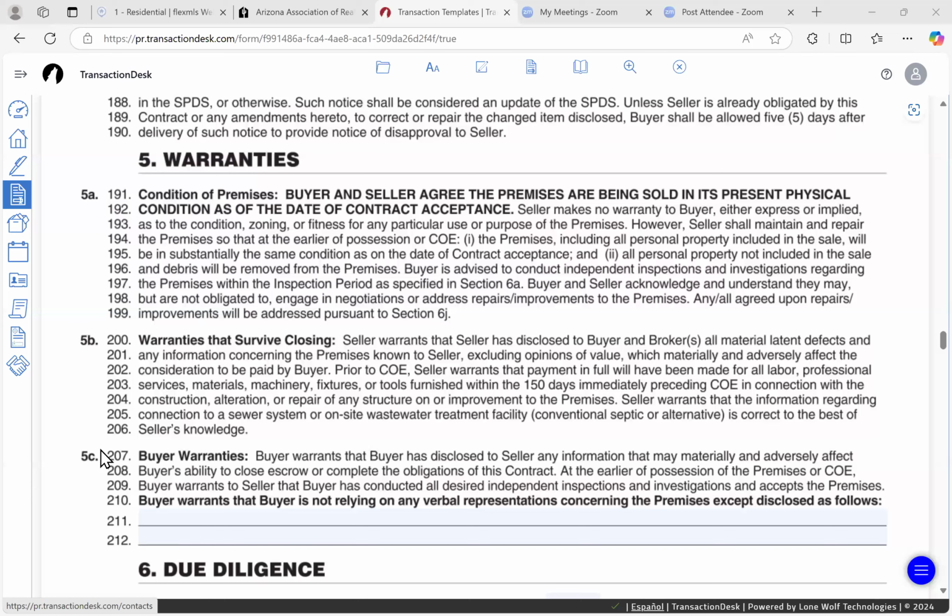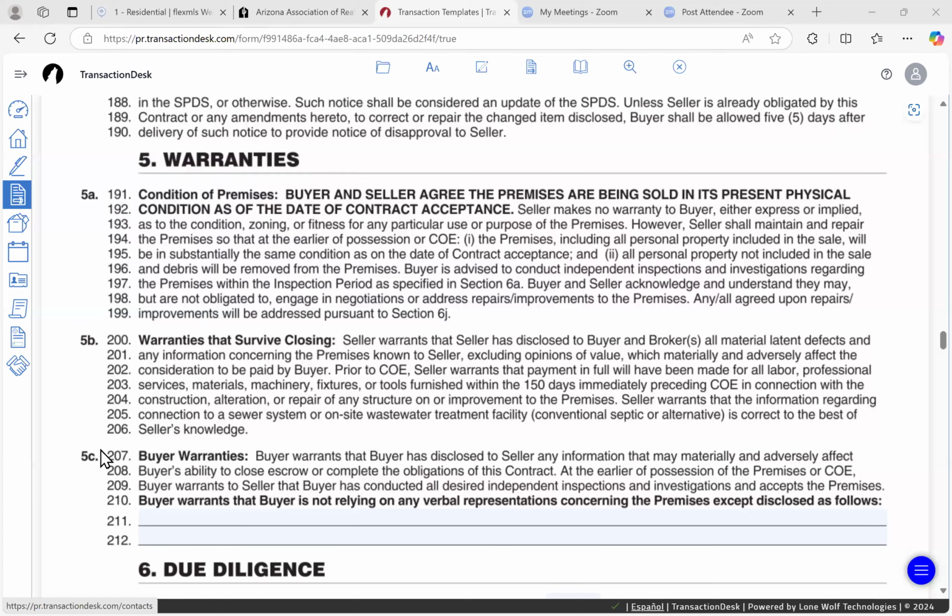Condition of the premises. Buyer and seller agree that the premises are being sold in its present physical condition as of the date of contract acceptance. What does that mean? That means it's as is. Every home is sold as is. Doesn't mean they can't ask for repairs, but it's sold as is. Seller makes no warranty to buyer, either express or implied, as to the condition, zoning, or fitness of any particular use or purpose of the premises.